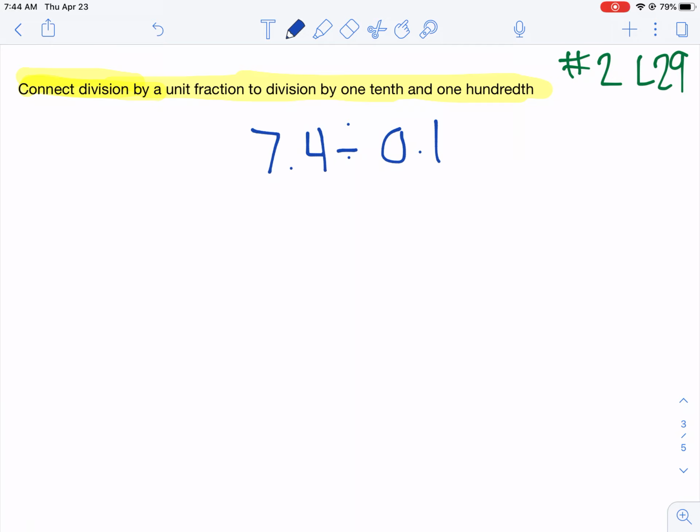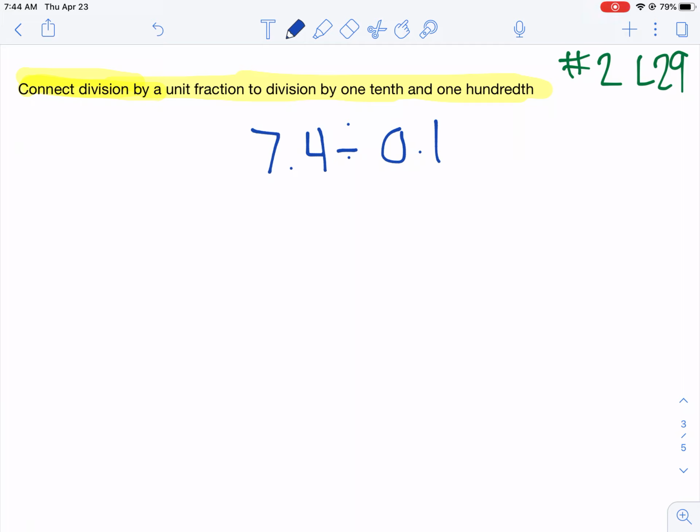Good, yeah, there's still 7 wholes here, okay? But now there's also 4 more tenths. So the whole that we start with is 4 more tenths than problem number 1. So we can ask ourselves, 7 4/10 is 1/10 of what number?